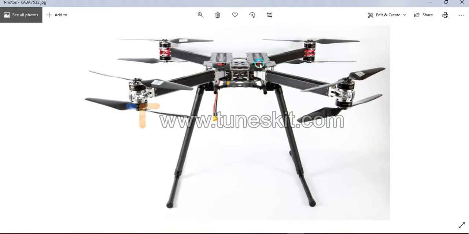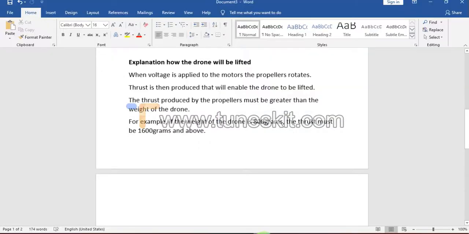When you apply voltage, the motor rotates, and then the propellers rotate, and after that thrust force is produced. So the thrust force will be able to lift the drone depending on the weight of the drone. This is what I mean.